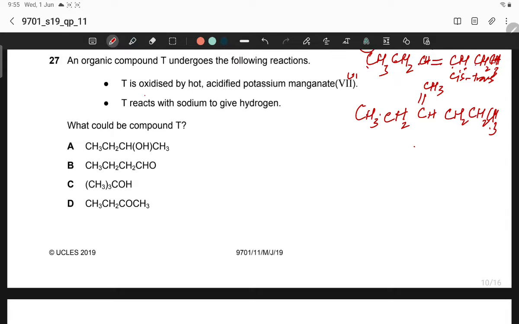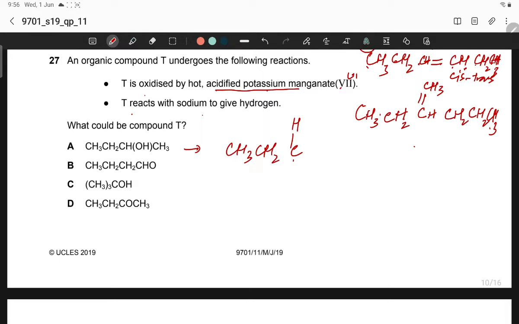An organic compound T undergoes the following reactions. T is oxidized by hot acidified potassium manganate(VII). T reacts with sodium to give hydrogen. T is oxidized by acidified potassium manganate(VII). What could be the T? CH3 CH3 CH2 C with hot acidified potassium manganate.